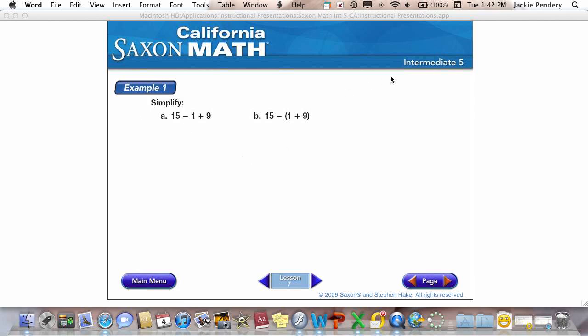Okay, example 1, here we go. Example 1 gives us two problems, but it gives us two problems that are a little bit different. Here we have 15 minus 1 plus 9 without parentheses, and here we have 15 minus (1 plus 9). So let's go ahead and solve these using PEMDAS both times. So just over here as a reminder, I'm going to write PEMDAS.